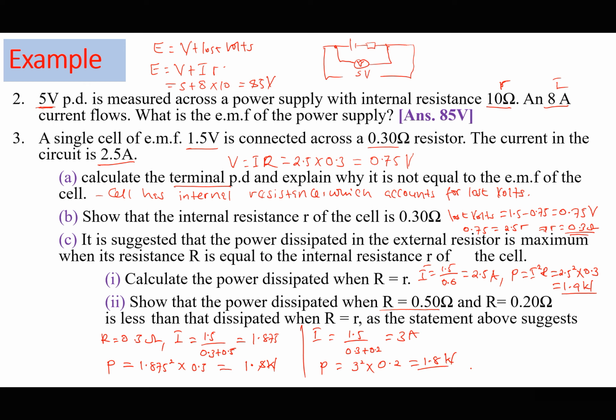So in both cases, of course, this was 1.75, I think, but I rounded off to 1.8, and this is 1.8 watts. So in both cases, the values are less than 1.9. They are less than the power when R is equal to the internal resistance. So we have just tried to verify that a battery delivers maximum power when the load resistance is equal to the internal resistance, and that is very, very important.